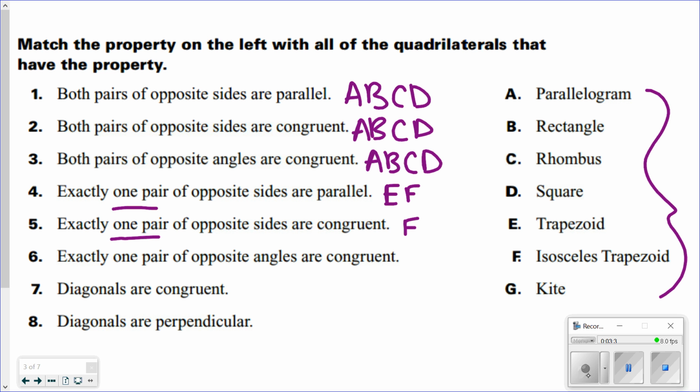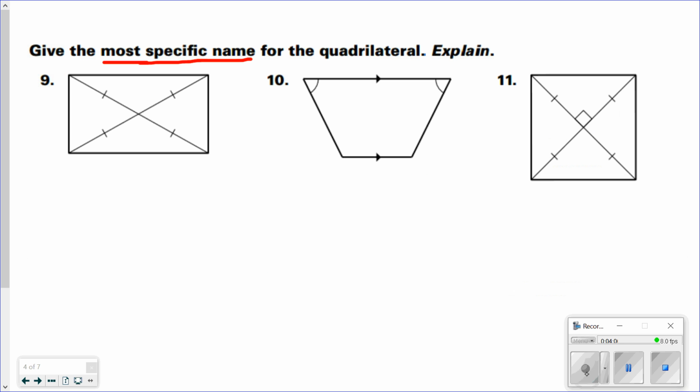Exactly one pair of opposite angles that are congruent. That would be our kite. Diagonals are congruent. That would be our rectangle, our square, as well as an isosceles trapezoid. And finally, diagonals that are perpendicular. That would be the rhombus, the square, and an isosceles trapezoid.